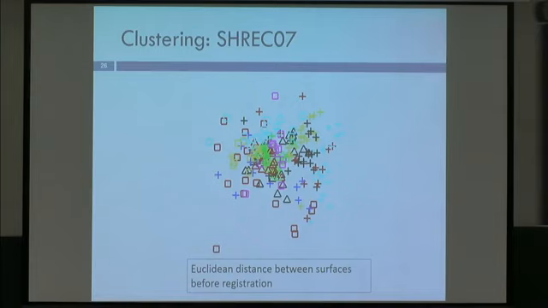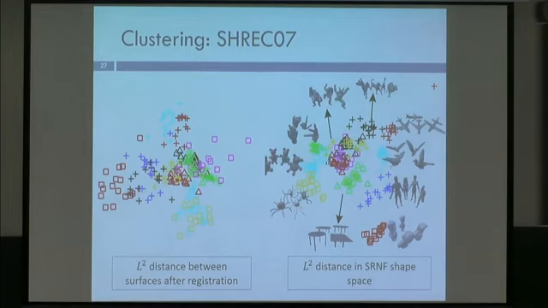This is what happens if you simply use a Euclidean distance between surfaces without them being registered, and naturally enough, you get a mess. But if you register them and still use the Euclidean L2 distance between the surfaces, you still get kind of a mess. Some classes are beginning to separate, but it's still very confused.